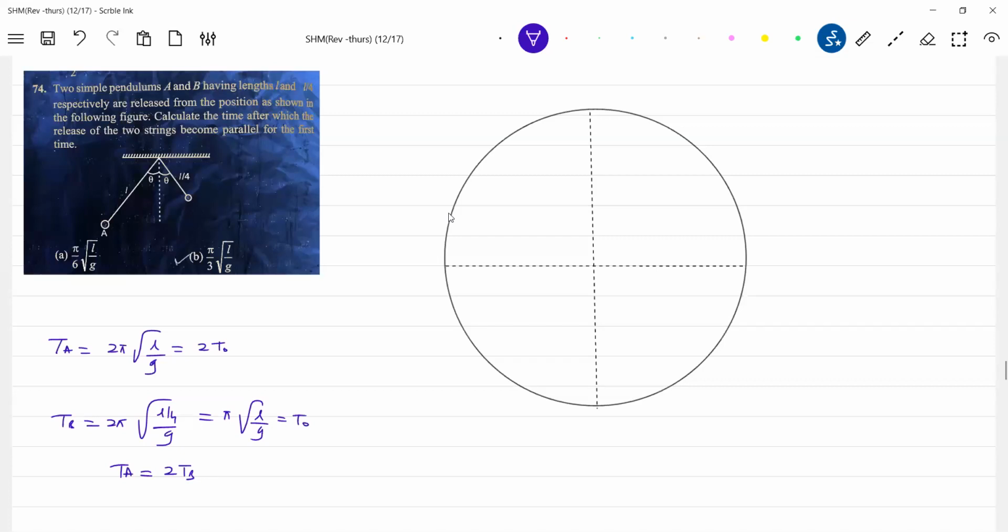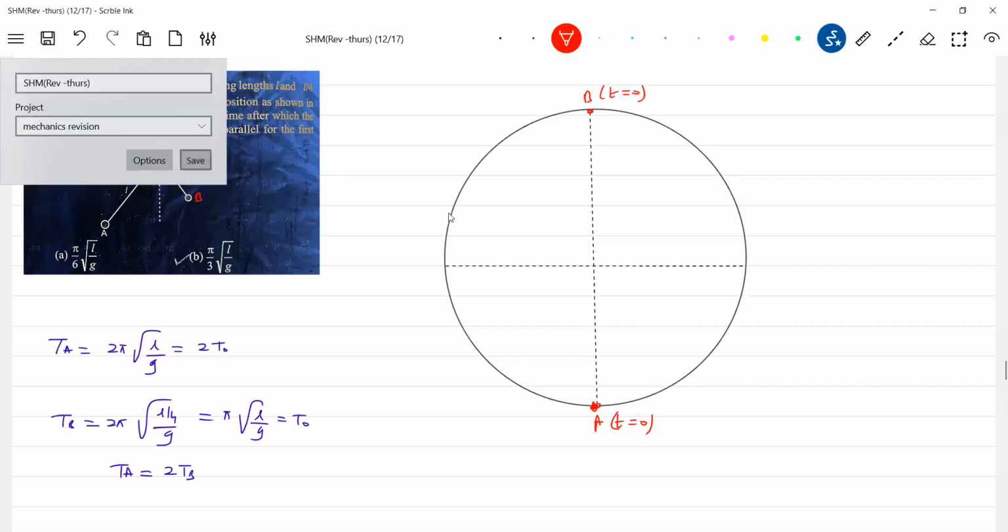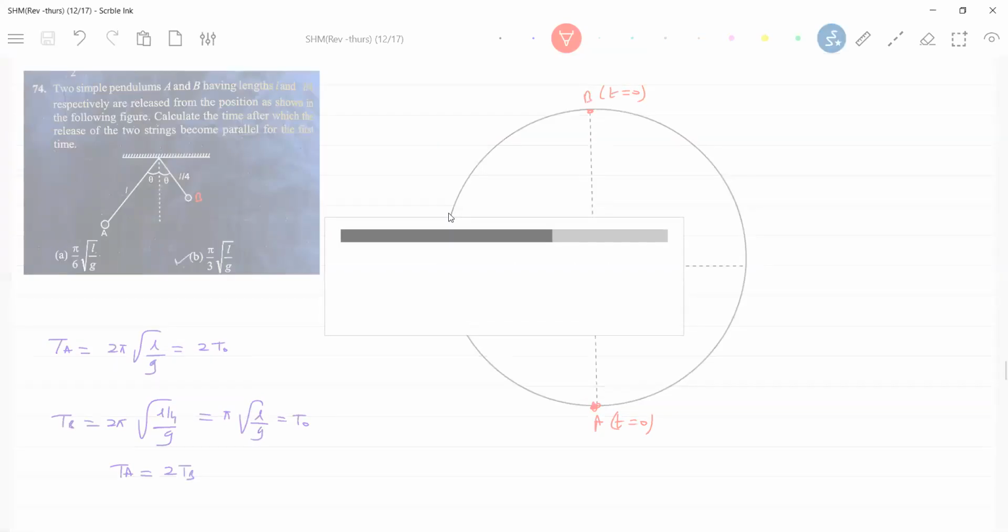Okay, fine. First we have this one. So initially, this is B. Let B start from here. And what about A? A is at the other extreme. I felt like using this phasor diagram will make it easy for us to analyze. Whenever two particles are involved, it is better to take a phasor diagram because it will help us a lot.